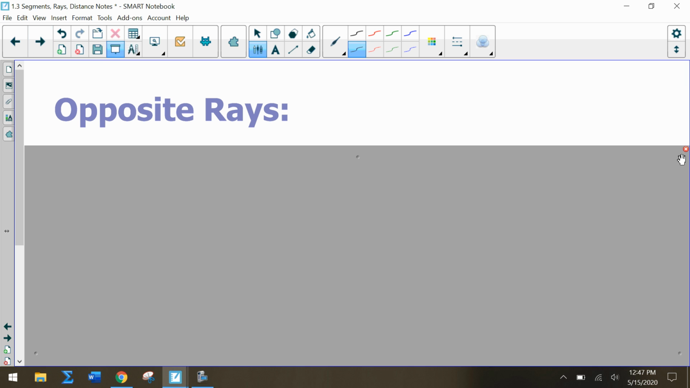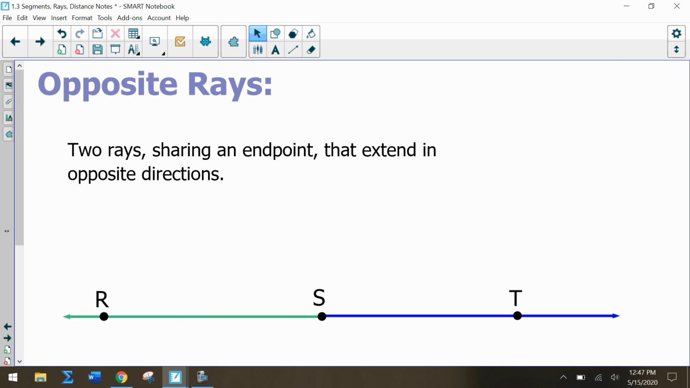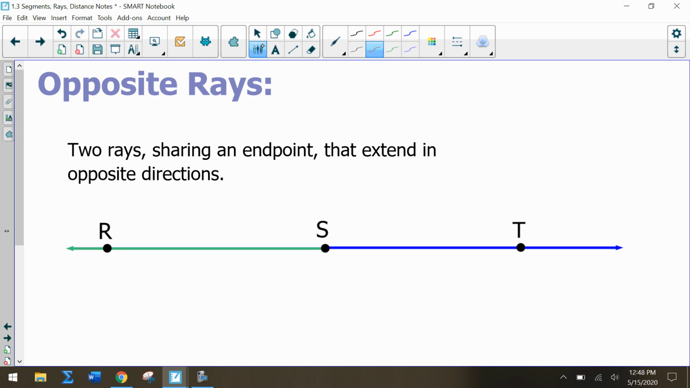Opposite rays now are 2 rays sharing an endpoint that extend in opposite directions. Okay, 2 rays sharing an endpoint that extend in opposite directions. So opposite rays, if we're looking at points R, S, and T, we can say all these points are collinear.